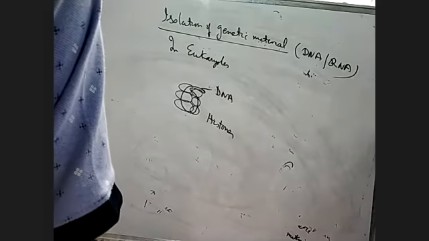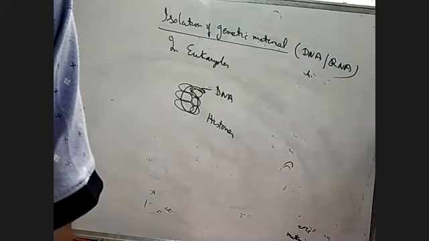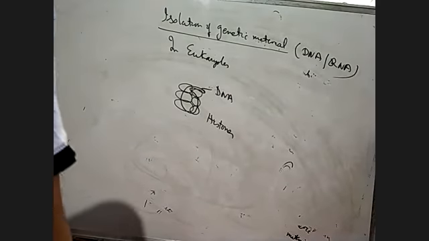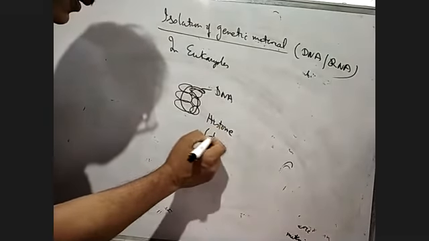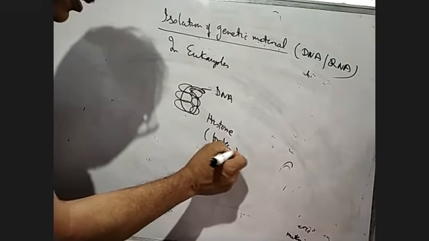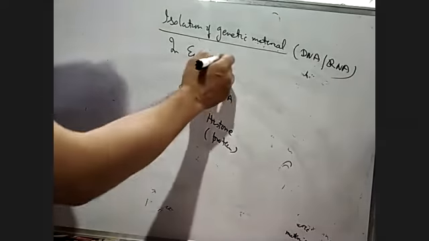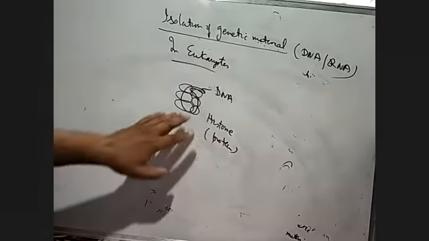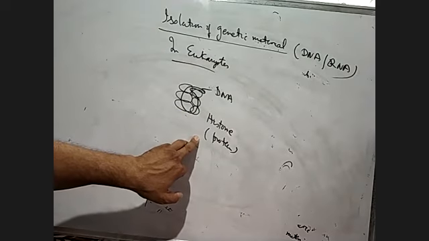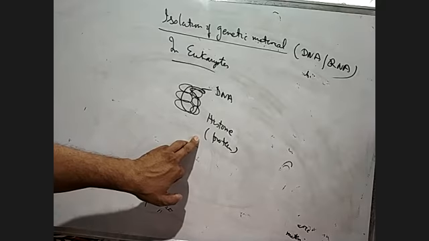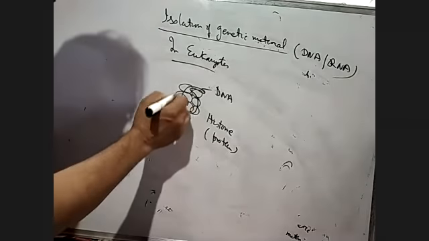Histone is a protein. So in eukaryotes, the DNA is intermingled with the histone protein, and there is RNA also.